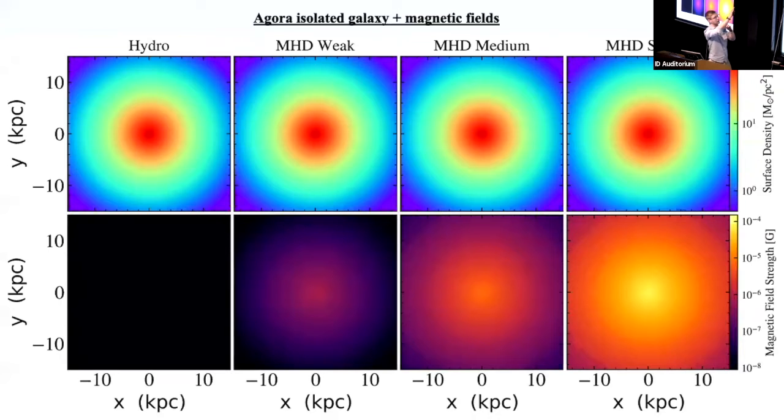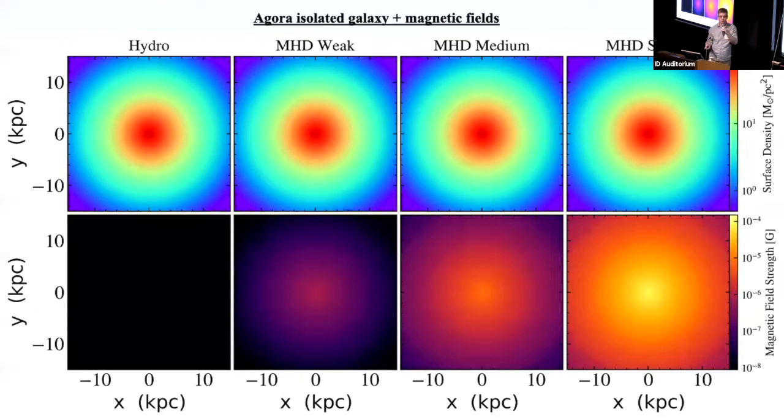So you can see I've got 4 different galaxies that I've run here. The top row is just the surface density map of the galaxy. They're all identical. And then in the bottom row, you can see that's the magnetic field strength. And those, you can see there's 4 different ones. So I've got a hydro galaxy on the left. That's kind of the control with no magnetic fields. And then I've got 3 that have the same magnetic field configuration, just with increasing magnetic field strength to the right. And each of them increased by about a factor of 10 in magnetic field strength.